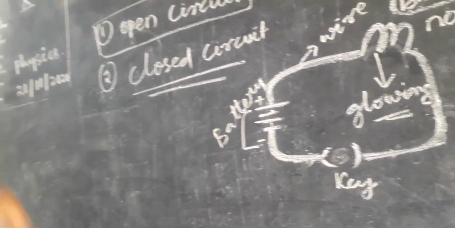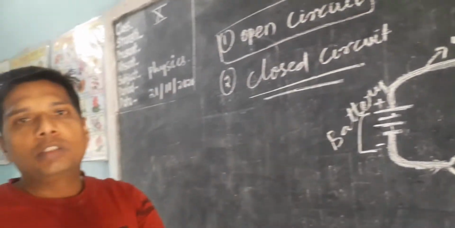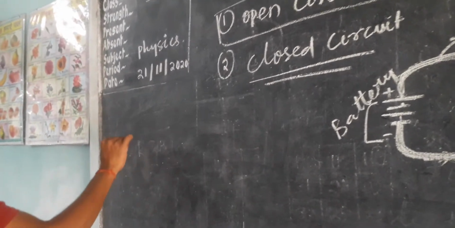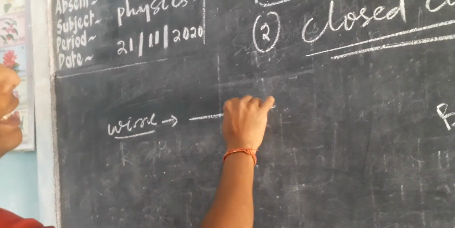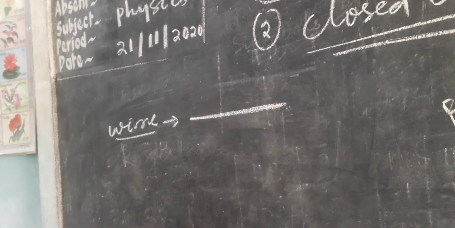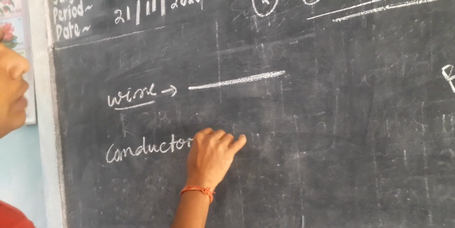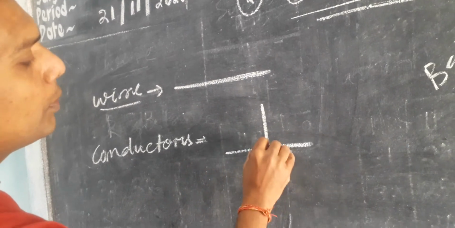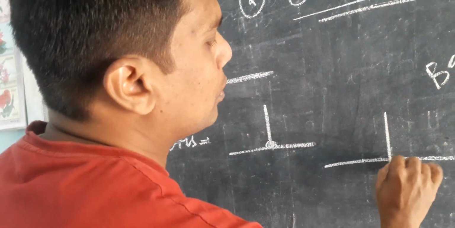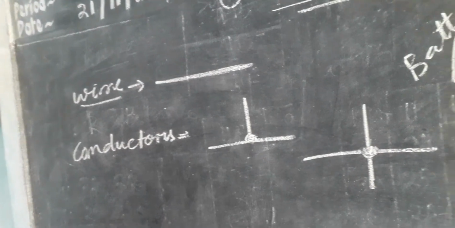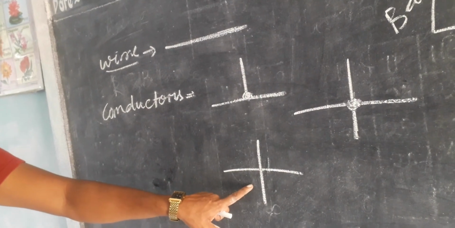Clear? So for using these appliances or components, we use different symbols for different devices. See here, for wire we use one straight line. This is the symbol for wire. And for conductors we use symbols like this. If the conductors are joined to each other, then we use this symbol, or this symbol also. If the conductors are not joined to each other, then we simply draw the symbol like this. Clear?